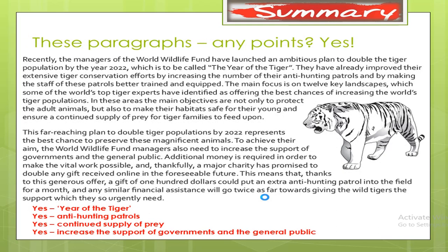So we can see the Year of the Tiger is mentioned. There is a step, a movement taken by the Wildlife Fund. Another one is anti-hunting patrols. That's also mentioned in the first paragraph. Yeah, anti-hunting patrols, and continued supply of the prey. That is also mentioned in the same paragraph, I think. Supply of prey for tiger families, and increase the support of government and the general public. That is also mentioned in this paragraph. So these are the main points that we have found.